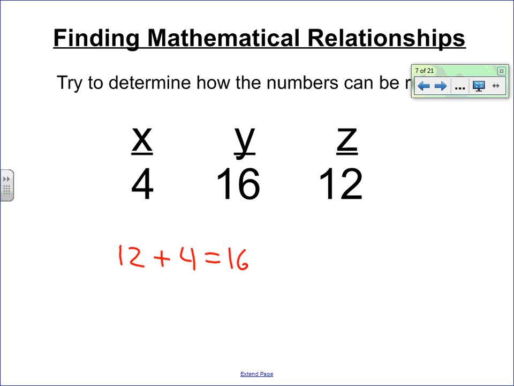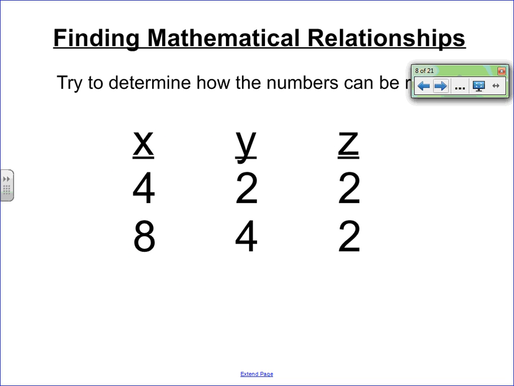equals 16. What I want to do now is I want to substitute out the numbers for the variables that are used. And what I mean by that is you'll just look at the number at the top of the column, and that would be what that number is. All right, so what would we say in this case? Z, because 12 is Z, plus X, which is 4, equals Y, which is 16. So what we're doing is we're actually creating an equation to relate these variables to one another.